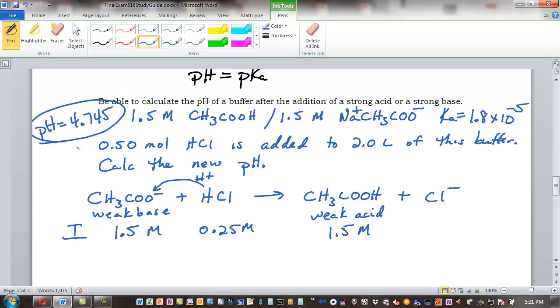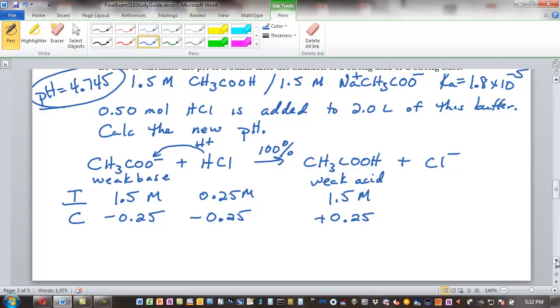How much reacts? All of the HCl? All of it. Okay, so even though this is a weak base, HCl being a strong acid is going to donate all of its hydrogen ions. So this reaction goes to completion. We do have a limiting reagent, which is the HCl. It's nice, all mole ratios are 1:1. After reaction, all the strong acid is gone. Okay, that's why this buffer has worked. The strong acid has been removed from solution.